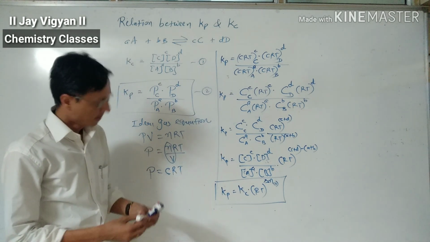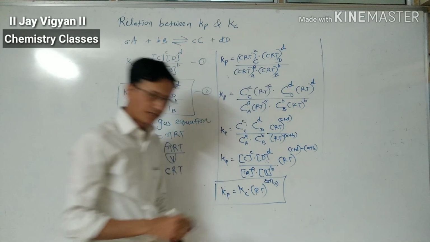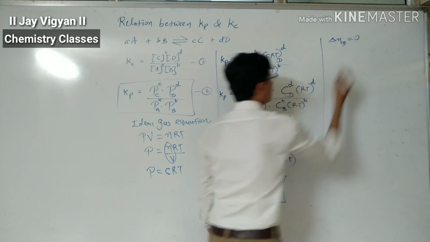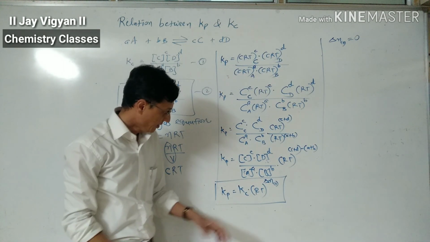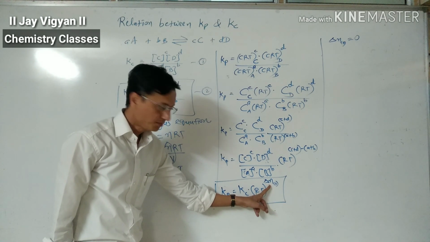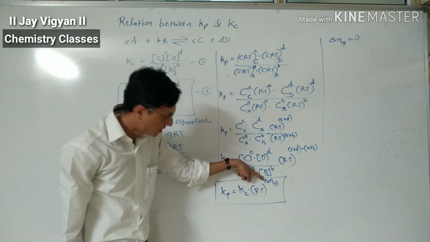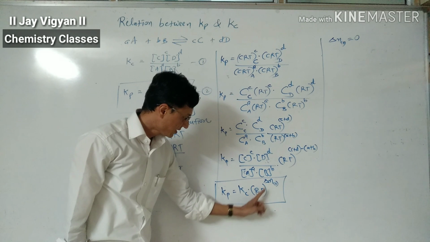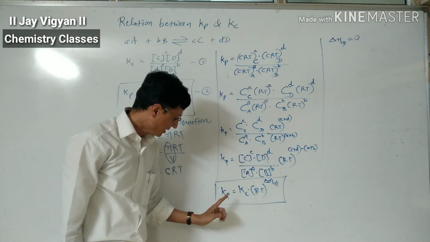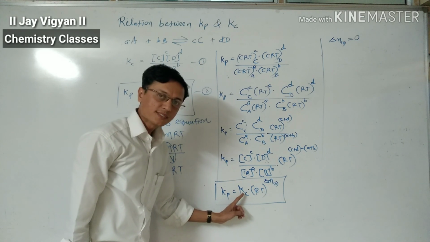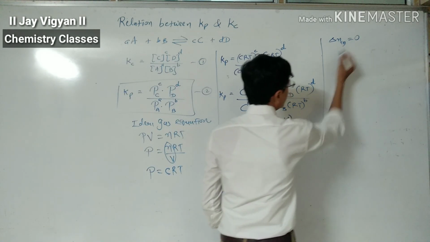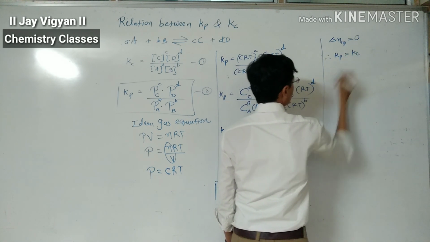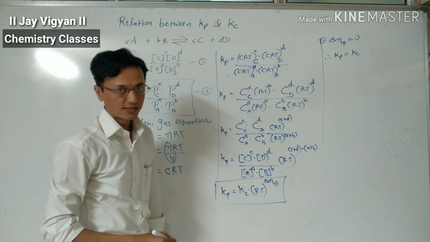Now from this equation we can have three different conditions. Suppose delta Ng is equal to 0. That means RT raised to 0, and RT raised to 0 is equal to 1. It indicates that Kp will be equal to Kc. So if delta Ng is equal to 0, then Kp is equal to Kc. This is the first condition.